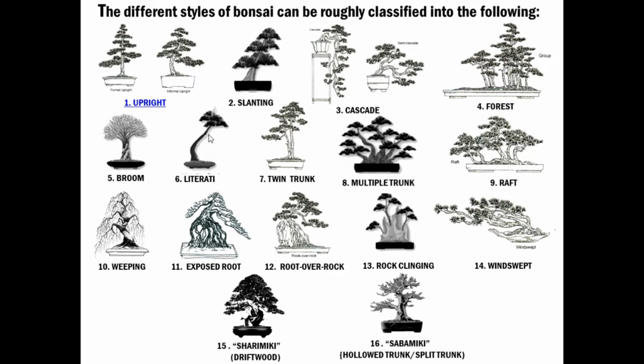There are different styles of bonsai that can be roughly classified into the following: upright, slanting, cascade, forest, broom, Literati, twin trunk, multiple trunk, raft, whipping, exposed root, root over rock, rock clinging, windswept, Sharimiki or driftwood, Sabamiki, hollow trunk or split trunk. Let's start with the upright style.